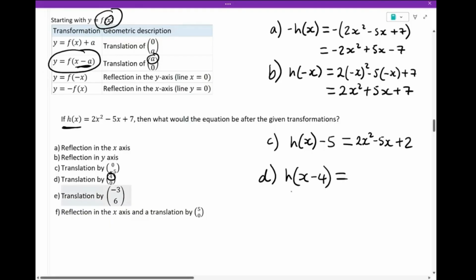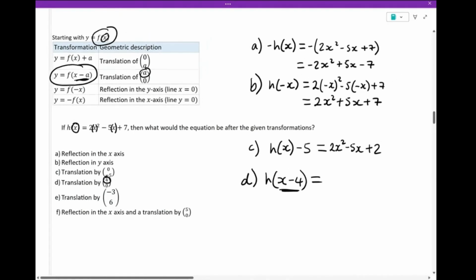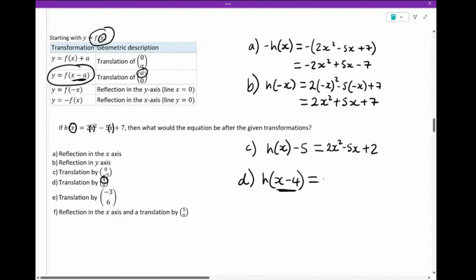So I now need to find h of x subtract 4. To find that, I need to go to h of x and replace the x with an x subtract 4. So I'm going to put brackets around all my x's like this. And I'm going to write that statement out, but inside the brackets, I'm going to write x subtract 4. So we've got 2, open bracket, x subtract 4 squared, take away 5, open bracket, x subtract 4, and then plus 7. And then we should go through and simplify.